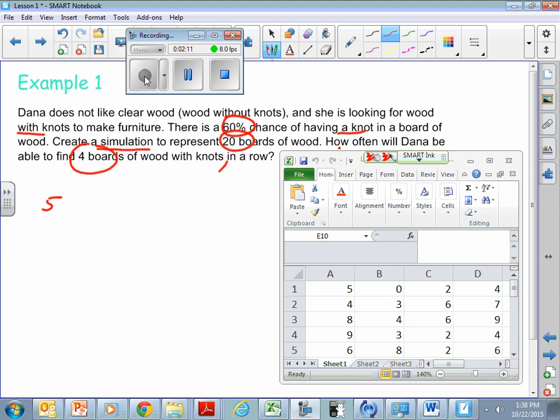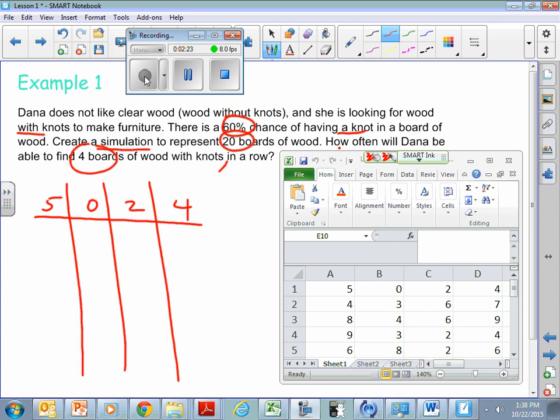Let's see, 5, 0, 2, 4. I'm going to do 5 of those. By the way, memorize these numbers. Not the numbers that I'm copying, but the numbers 1, 5, 9. 1, 5, 9.